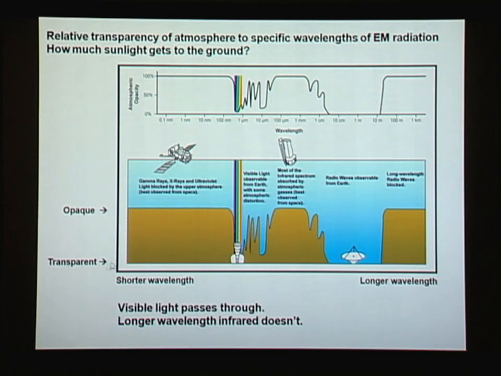So the kind of wavelengths that get to the ground, the atmosphere is considered transparent to those waves, radio and visible. And then the parts of the spectra that block are considered opaque. So same terms, except now we're using it to describe the whole atmosphere.